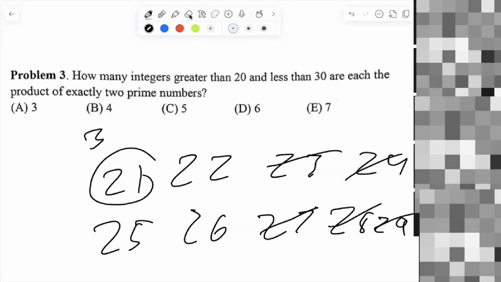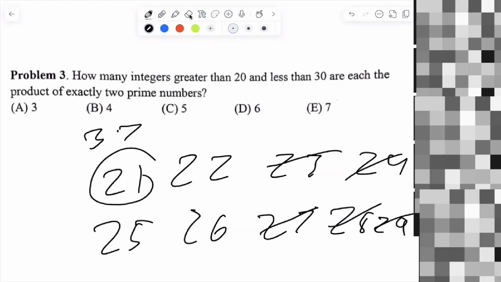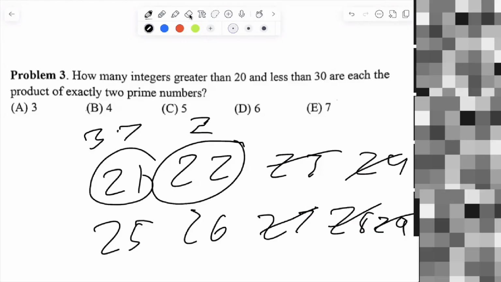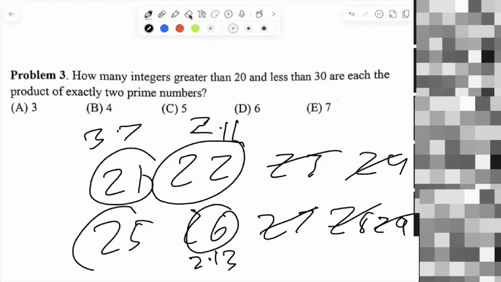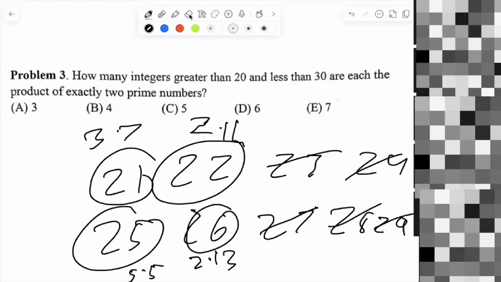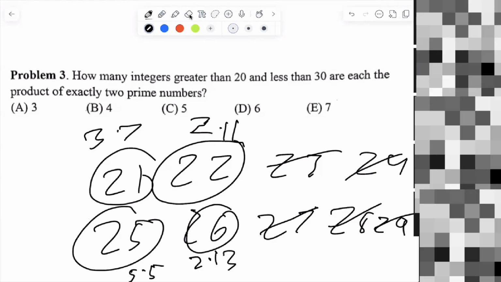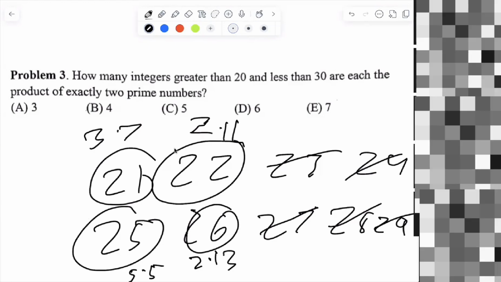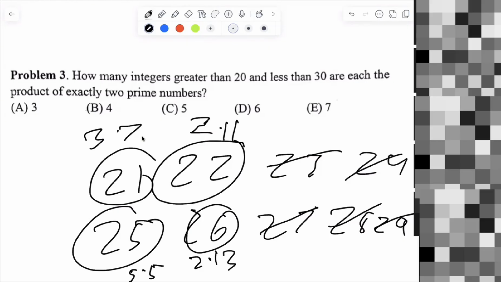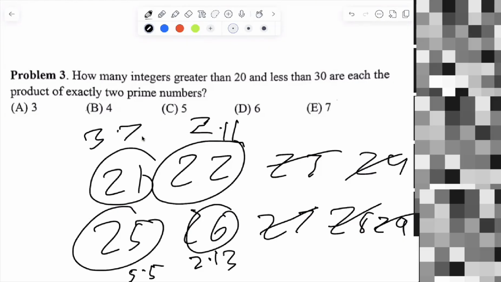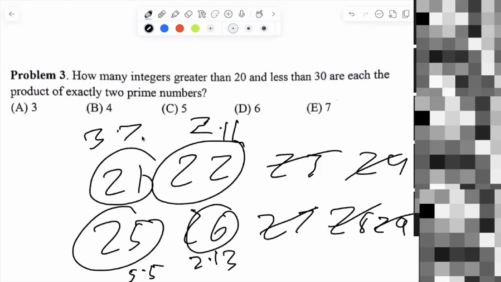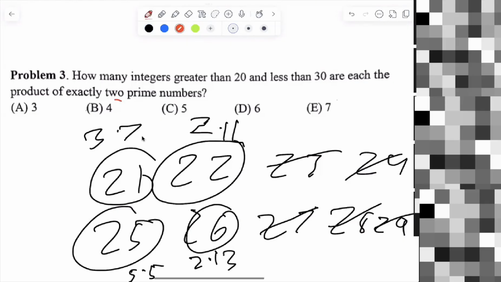21 is 3 times 7. 22 is 2 times 11. 26 is 2 times 13. And 25 is 5 times 5. All four of these numbers can be written as a product of exactly two primes. So the answer to this question is just 4.